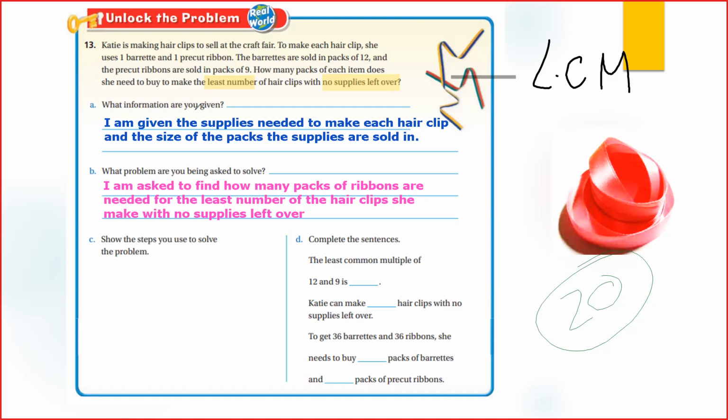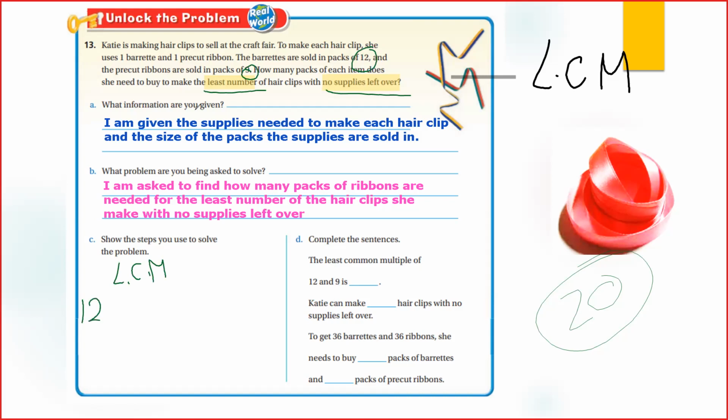Here, what is the information that you are given? You have the supplies, you have the size of the pack, and the problem is you need to know how many ribbons and how many barrettes you need to buy in order to make the least number of hair clips with no supplies left. In this case, as I told you, if you see the words least or no supplies, it means you have to use the least common multiple of 9 and 12.